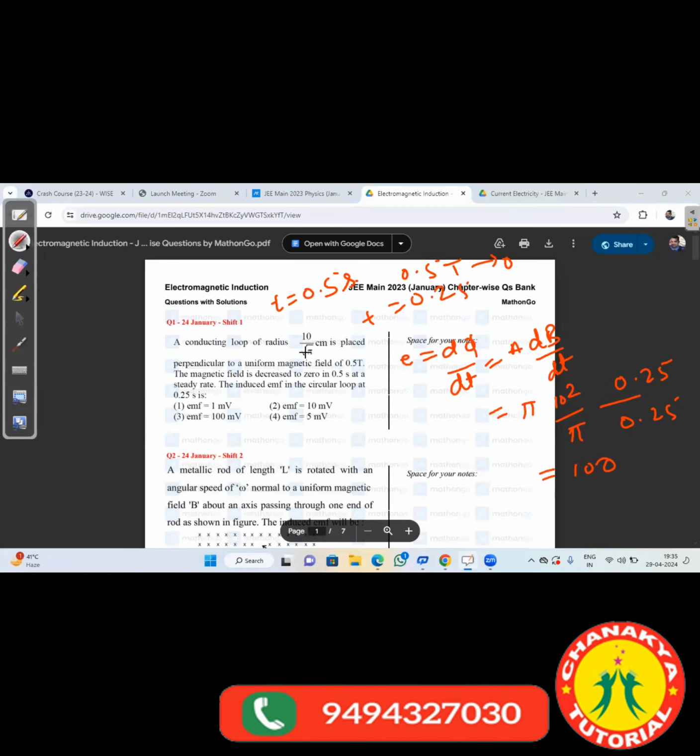So it's 100, but this was in centimeter. See, the radius was in centimeter. If you convert this centimeter to meter, you will multiply by 10 to the power minus 2, whole squared. So you'll get 100 multiplied by 10 to the power minus 4, and hence you can write it as 10 to the power minus 3, which is 10 millivolt.